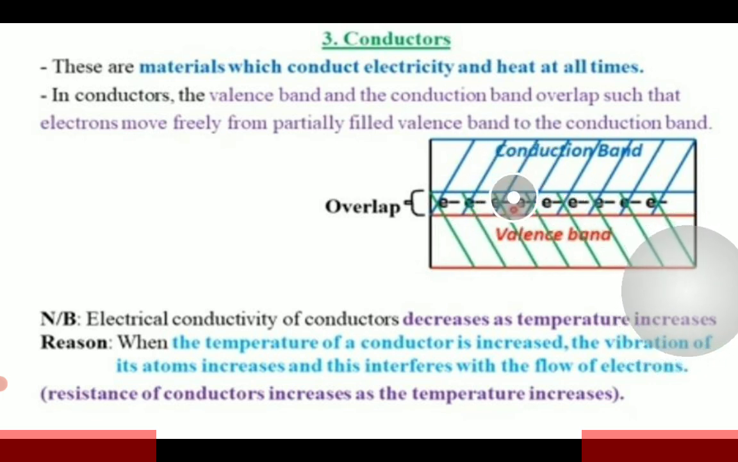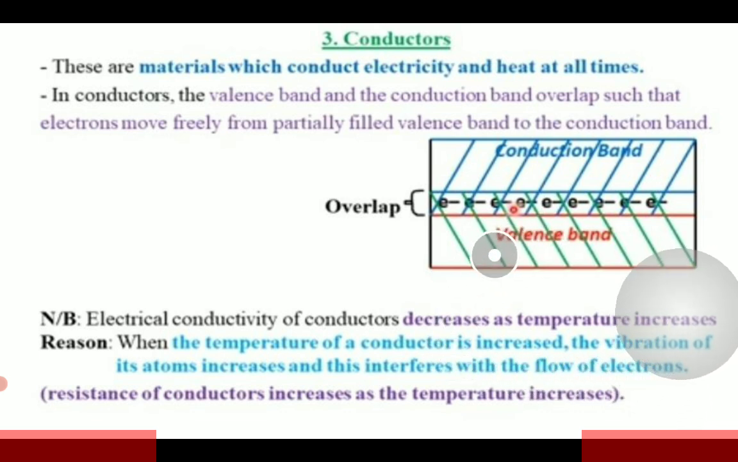Hence, conductors conduct. So it needs to be noted that electrical conductivity of conductors will decrease as temperature increases. Okay, so if you increase the temperature of a metal, its conductivity is going to decrease. Why? It's because when the temperature of a conductor is increased, the vibration of its atoms or particles increases, and this interferes with the flow of electrons.